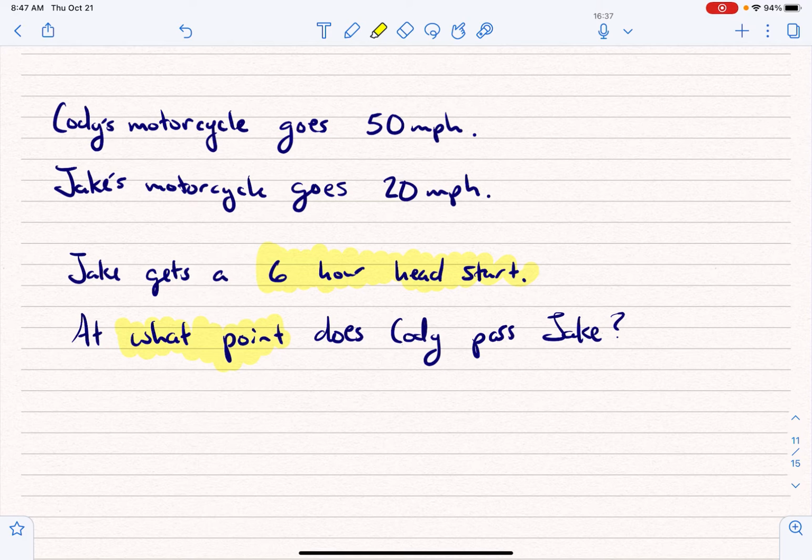So I want you to imagine we walked out on the trace and Jake got on his motorcycle going 20 miles an hour and said, go. And we stood there for 6 hours. And then after 6 hours, we looked at Cody, whose motorcycle does 50. We said, go. And we want to know how many hours does it take, and how far down the trace are they going to be when they pass each other? Okay? All right. Go ahead and pause the video. This one might take a few more minutes. I don't know. But give it a try, and then we'll work it out in just a second.